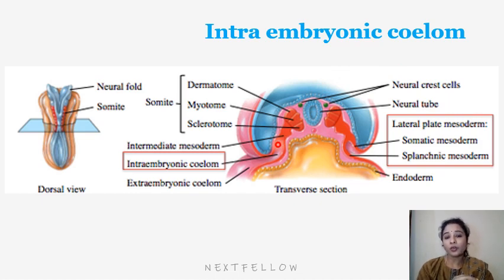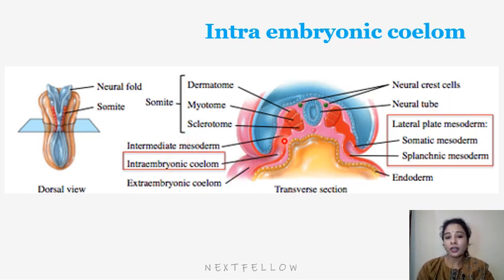So, intraembryonic coelom is the cavity which becomes prominent during the 4th week during the folding of the embryo. The cavity appears within the lateral plate mesoderm. If you know the intraembryonic mesoderm, it is divided into 3 parts. The medial most is the paraxial mesoderm, which forms the somites having dermatome, myotome, sclerotome, and in between is the intermediate mesoderm, which is a narrow strip of mesoderm which forms urogenital system.